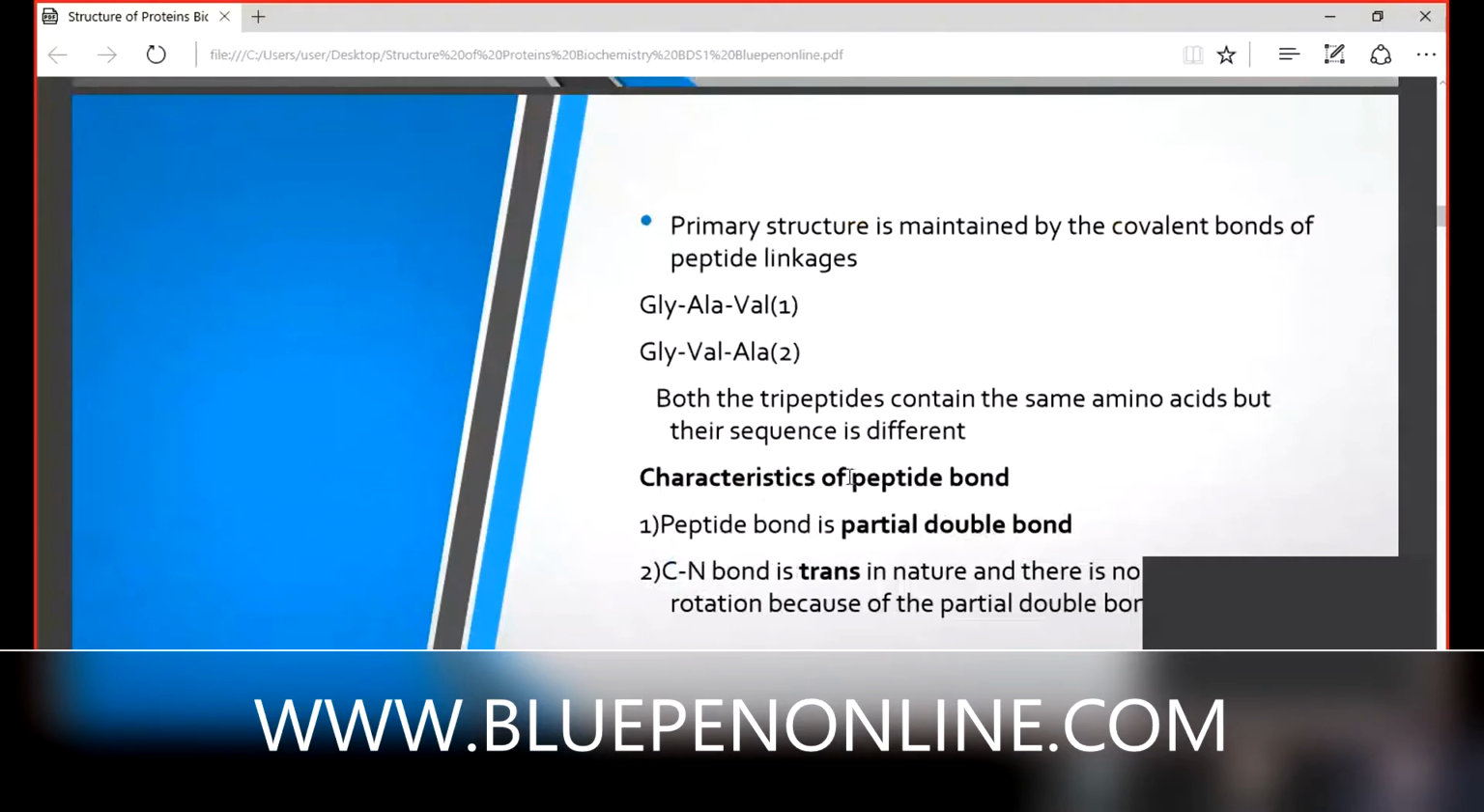You can write like glycine, alanine, valine. It's a peptide. Then glycine, valine, alanine. What is the difference? Both contain 3 amino acids, the same amino acids. Is it the same? No, it's not the same. Why? Because the tripeptides contain the same amino acids, but the order is different. Yes, their sequence is different.